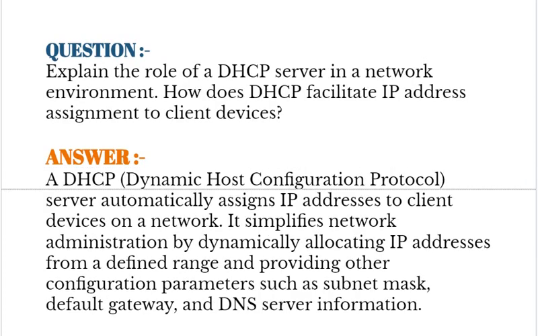Our next interview question is, explain the role of DHCP server in a network environment. How does DHCP facilitate IP address assignment to client devices? Your answer should be DHCP, that is Dynamic Host Configuration Protocol. Server automatically assigns IP addresses to client devices on a network. It simplifies network administration by dynamically allocating IP addresses from a defined range and providing other configuration parameters such as subnet mask, default gateway, and DNS server information.